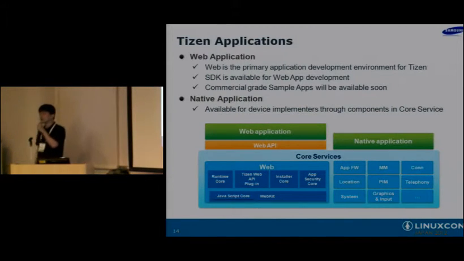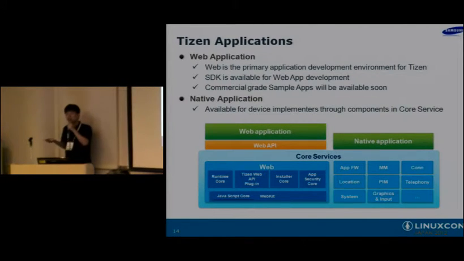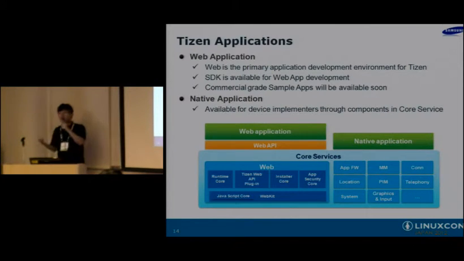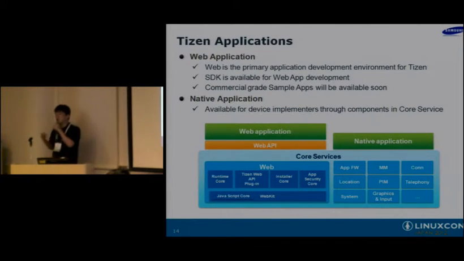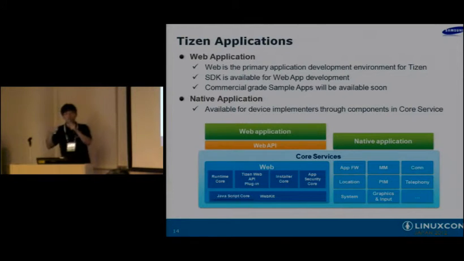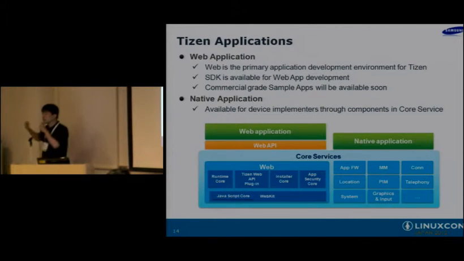In the Tizen application, there is a native application as well as a web application. So in this diagram, a native application can directly access the core services because the core services basically provide the APIs as a framework. And for the web application, actually web is the primary application development environment for Tizen. So we provide the SDK for developing web applications, and there will be a commercial-grade sample application open soon with whole source code.